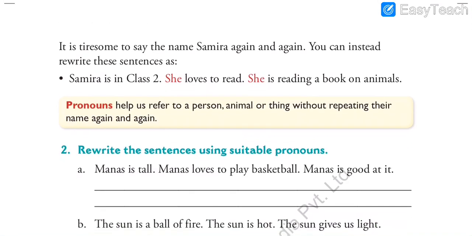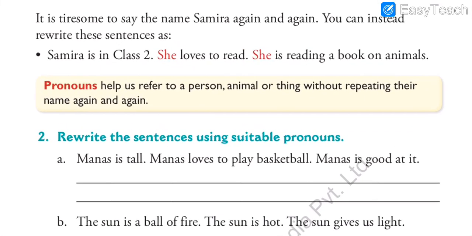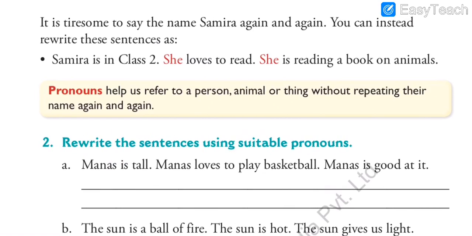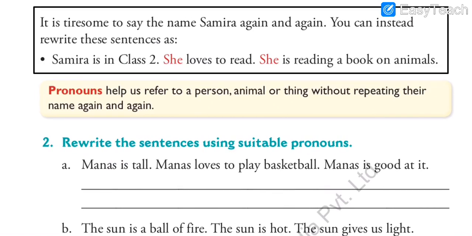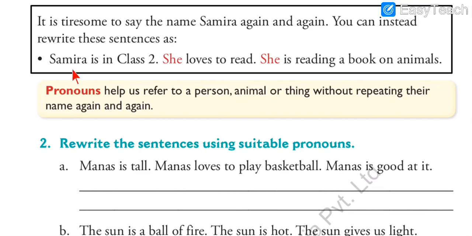So let us see that. Yes, this will explain further. It is tiresome to say the name Samira again and again. You can instead rewrite these sentences as: Samira is in class 2, she loves to read, she is reading a book on animals. That's it.